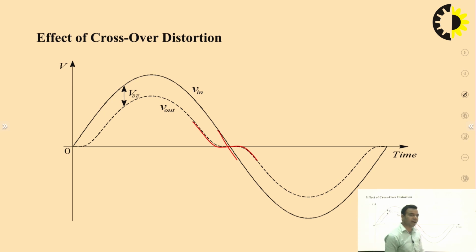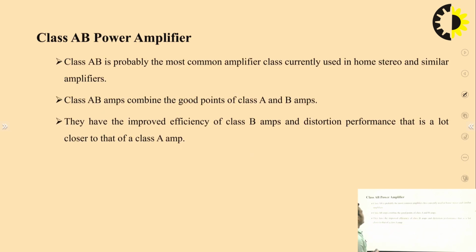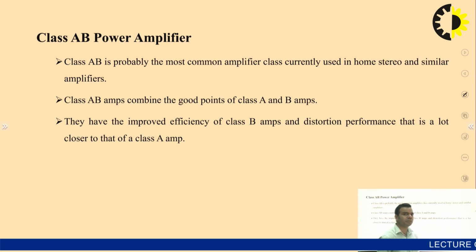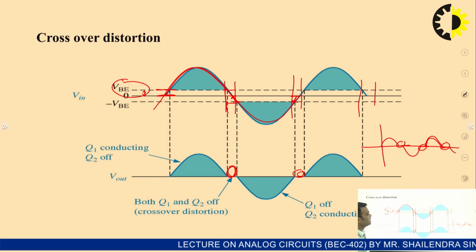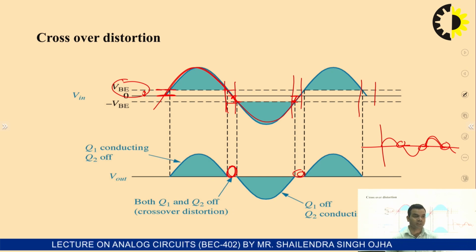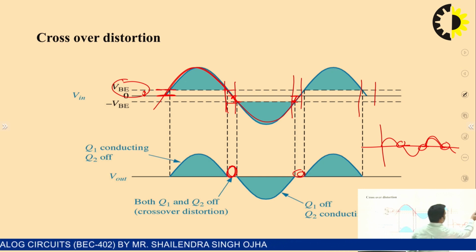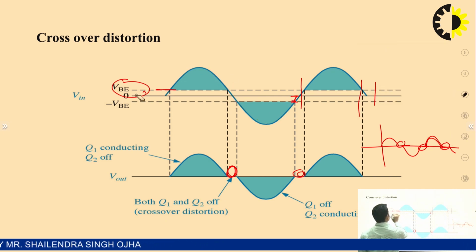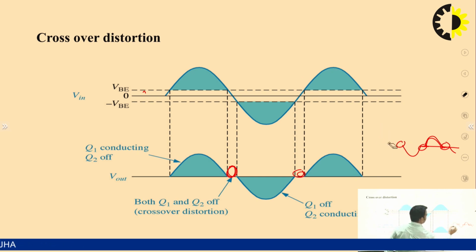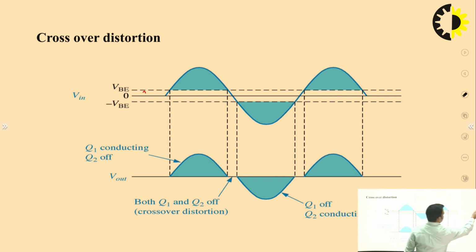So, this is the problem which arises in the case of class B power amplifier, and this problem can be eliminated or minimized with the help of class AB power amplifier. Actually, in the case of class AB power amplifier, what will we do? We will bias the transistor in such a way that the transistor will conduct for more than 180 degree. That means, if I bias it for more than 180 degree, it will conduct in this region also, maybe up to this point. It will conduct more than this. That means obviously this problem will be eliminated. This is what class AB power amplifier can do.